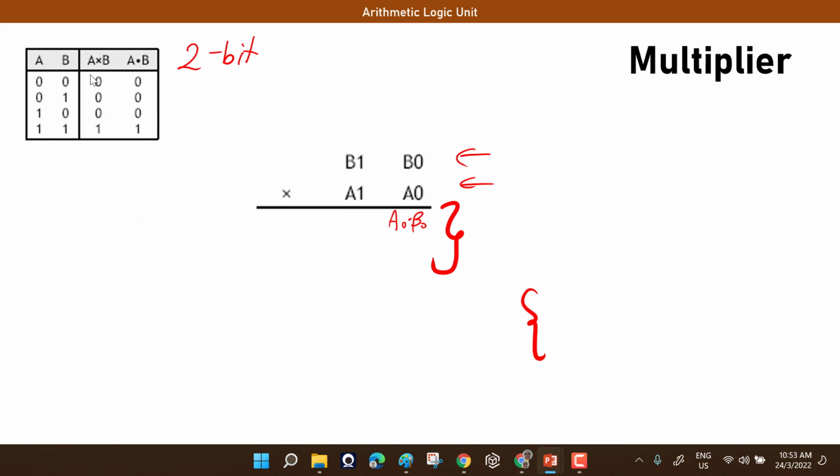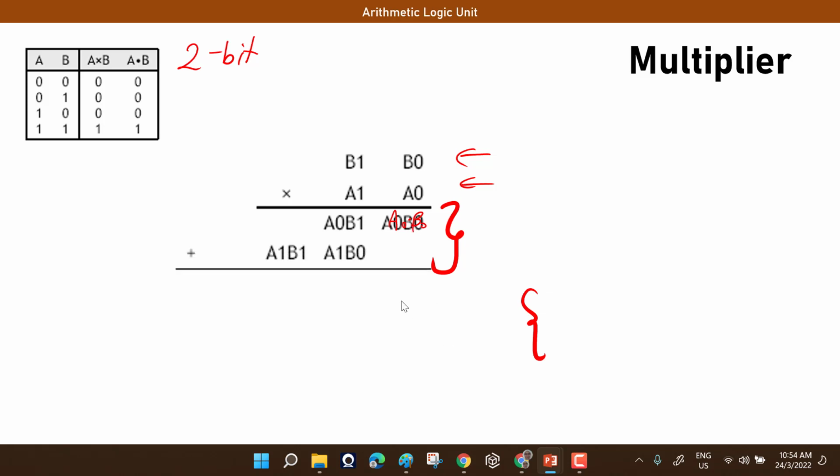They are actually the same thing. What I want to tell you here is that A multiplied by B is equivalent to A AND B because of the nature of the AND gate. If both are low, then the output will be low. Only when both are high will it become high. Other than that, it will be low. So it is similar to the multiplication process.